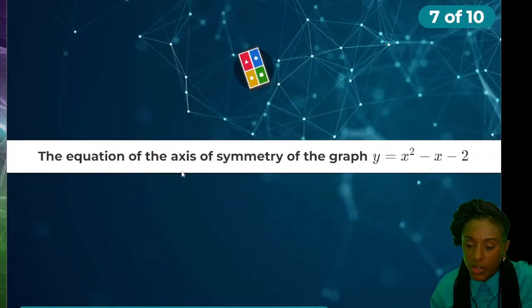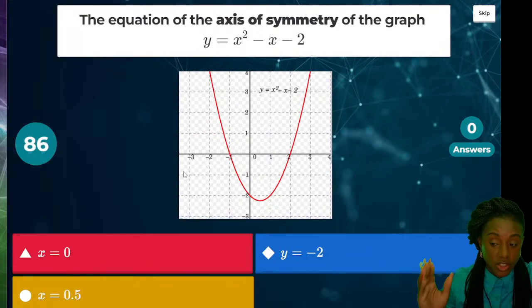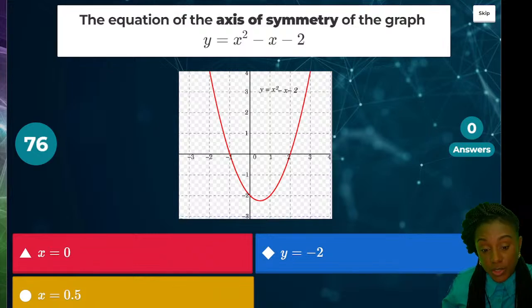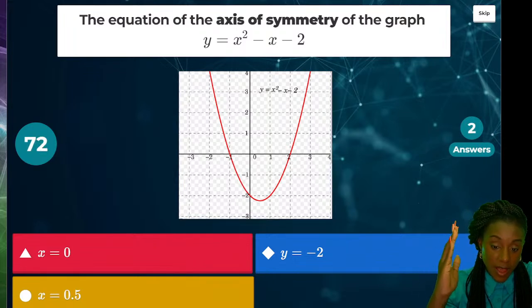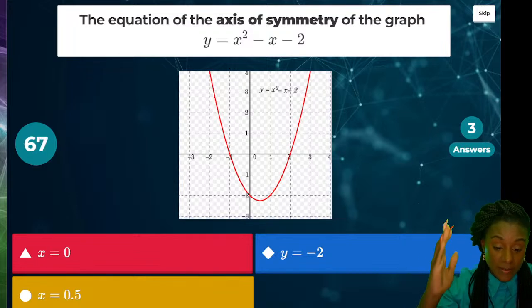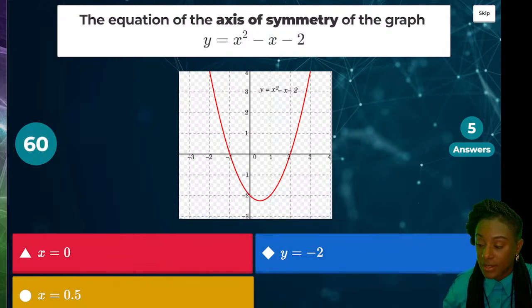The equation of the axis of symmetry. No calculation, just look at the graph and select the equation of the axis of symmetry. The axis of symmetry is that straight line that is going to cut your graph in half. So whatever line you choose, it should divide that graph into two equal pieces. So go ahead and select the axis of symmetry.